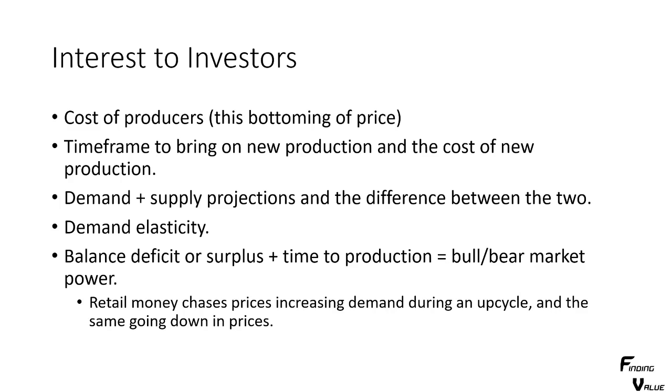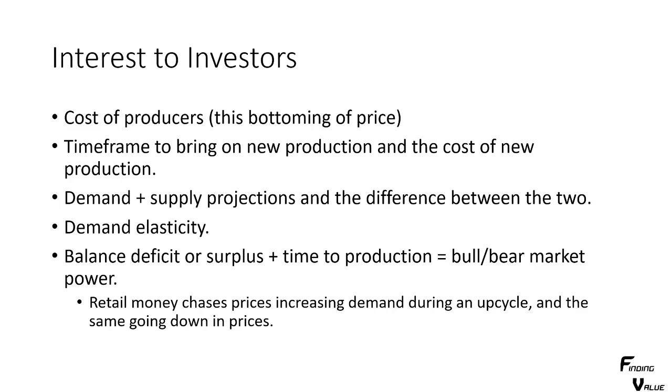This is what you should be interested in as an investor. This is what you should know about a commodity to really get the full cycle. You need to know what the cost of the producers are. This is the bottoming of the price. If the price goes below the higher-cost producers, that's when supply starts getting cut back. If you know where the mid-tier and the higher-cost producers lie, you're going to know roughly where the price will bottom, because that's where all that supply will get cut back.